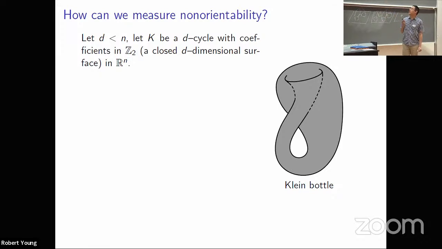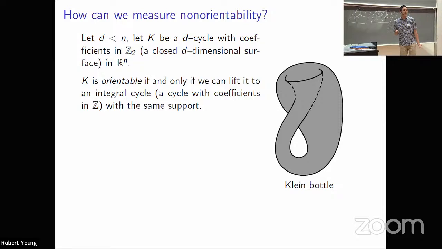If the surface is orientable, then it has an orientation, and its orientation gives rise to a fundamental class, which is a cycle with coefficients in the integers with exactly the same support. So we can express orientability in terms of lifting the fundamental class with coefficients in Z mod 2 to some fundamental class with coefficients in Z. Now, the Klein bottle is non-orientable.